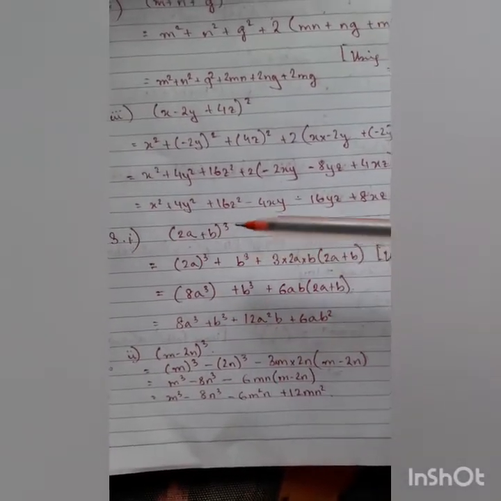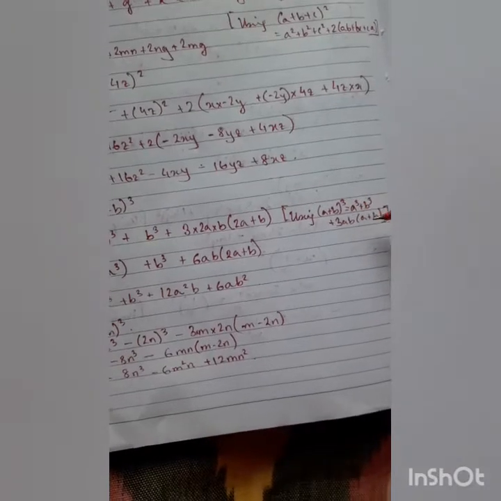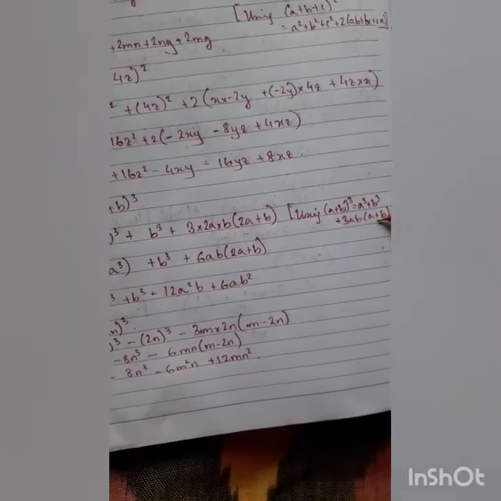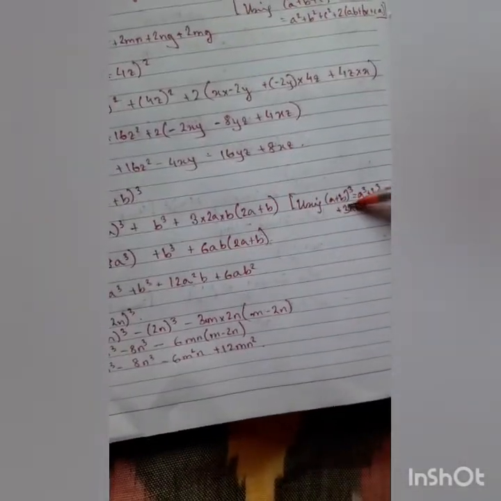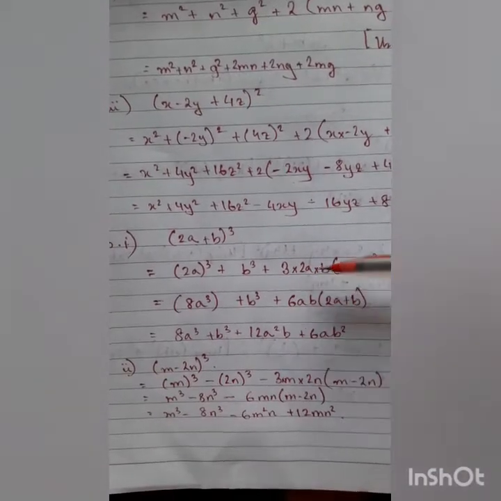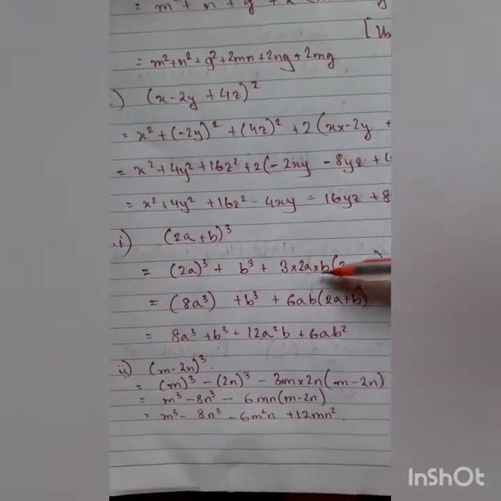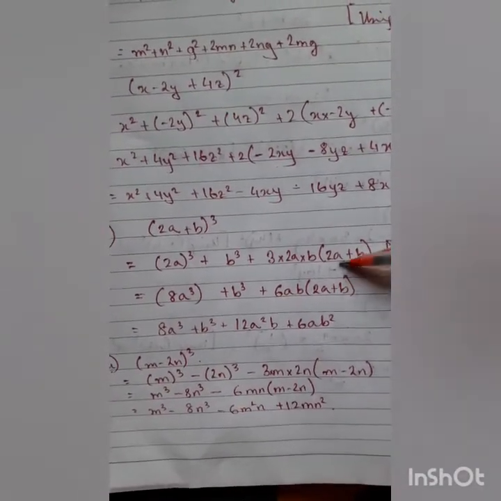Next, 3 part 1, we are having (a + b) whole cube. In this case, first we will write a cube plus b cube plus 3ab into (a + b). So first comes a cube, first term's cube, that is (2a) whole cube, plus b cube, that is second term's cube. Here second term is b, so b cube, plus 3 into first term into second term, so 2a into b, then within bracket first term plus second term, so (2a + b).